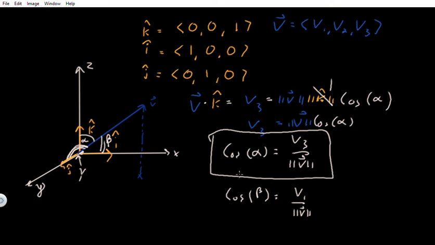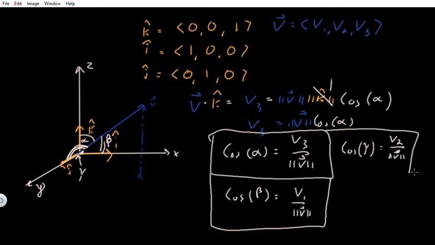And similarly, once again, I could try to find what angle gamma is. I would find that the cosine of gamma would be v2 divided by the magnitude of vector v. And all I'm doing here is just using the definition of the dot product, our prior knowledge from the prior like 3 or so videos. And I'm finding literally just ways to find the angle between the x-axis and some vector, the y-axis and some vector, and the z-axis and that vector.